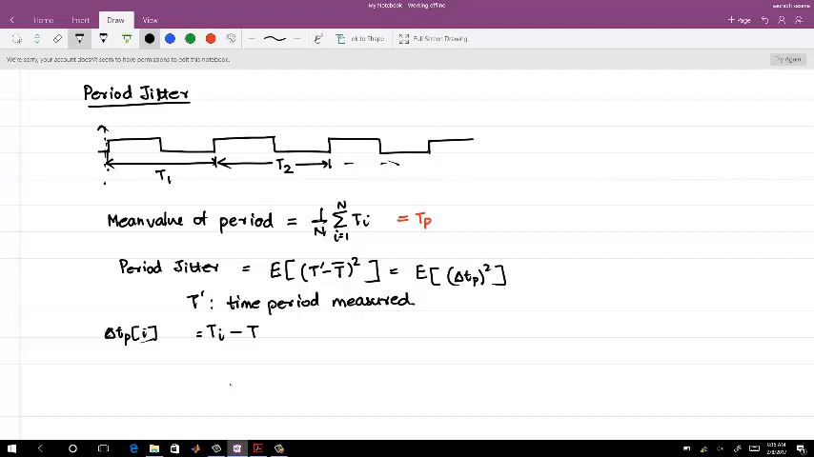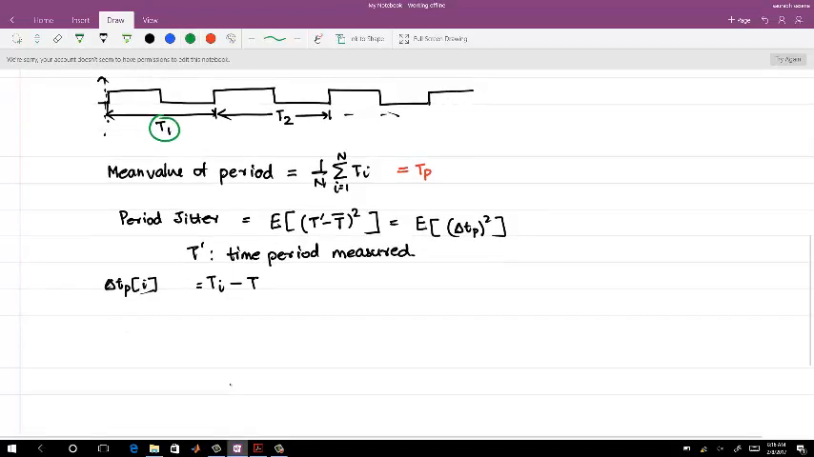So what it means is, let's say I measure T1 period and I subtract these. When I am trying to calculate this period jitter, I have a clock given to my scope and I measure all the periods. I find the mean period, and then independently I subtract T1 minus T for each clock, and I find the mean square value of that. That will be the period jitter.